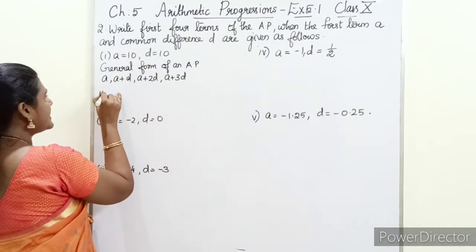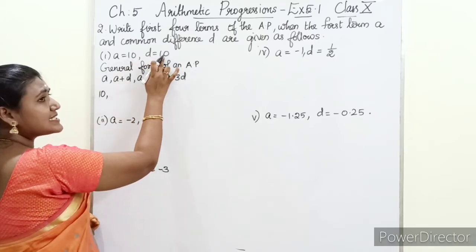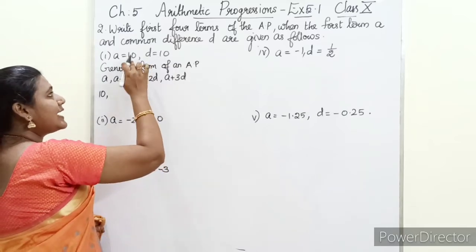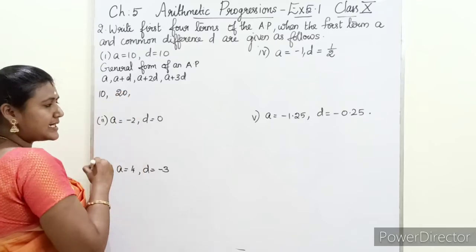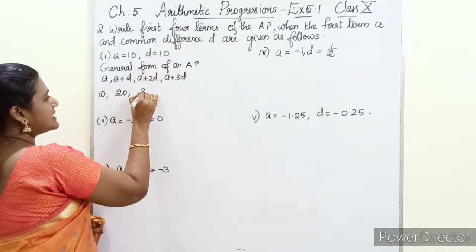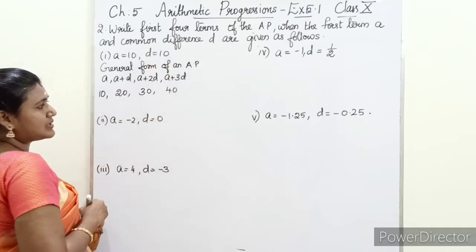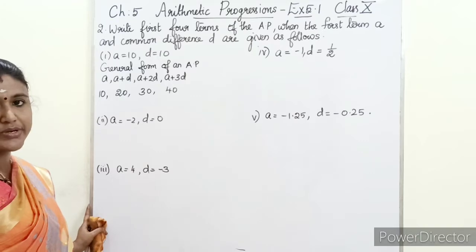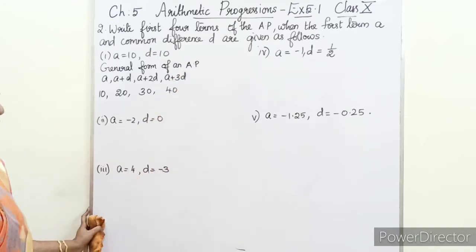See here we will write A is 10. So what is the next term? D is 10. That means each next term is obtained by adding 10 to the previous term. So 10 plus 10, that is 20, is the second term. 20 plus 10, that is 30, is the third term. 30 plus 10, 40, is the fourth term. So the first 4 terms of the AP are 10, 20, 30, 40. So similarly you have to do for the remaining questions.